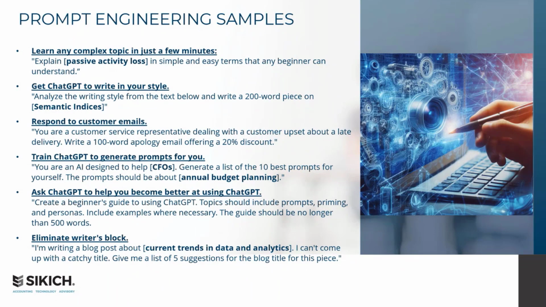Get ChatGPT to write in your style. So you can say something like, analyze the writing style from the text below and write a 200-word piece on something like semantic indices. This is one of the things I hear all the time: well, it doesn't sound like me, so why would I use this? But if you've written things that sound like you, you can say, hey, this is my style. Write everything you respond to me so it sounds like this style. And you give it a document you've written that you are proud of and like, and then it will format its response like your style.